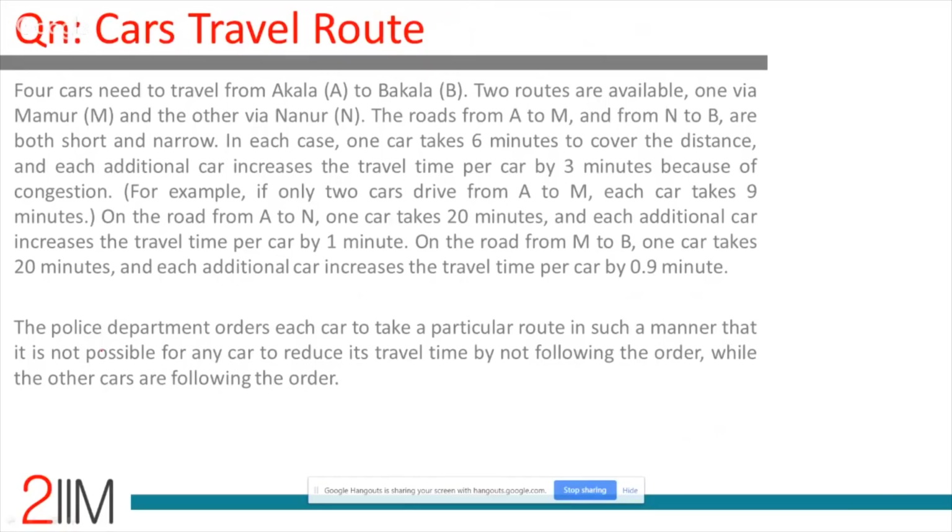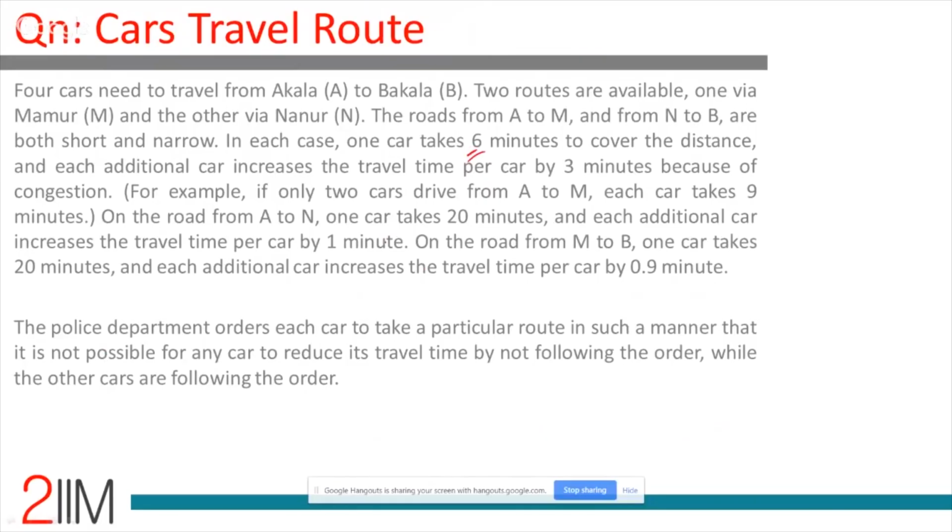On the road from A to N, one car takes 20 minutes. Each additional car increases travel time per car by 1 minute. On the road from M to B, one car takes 20 minutes and each additional car increases travel time per car by 0.9.